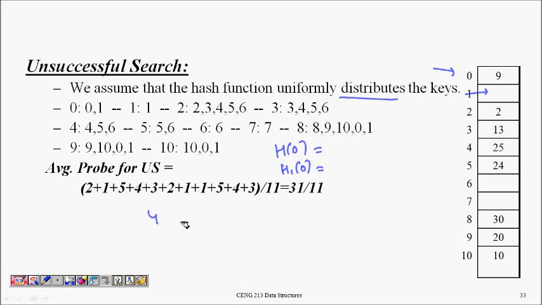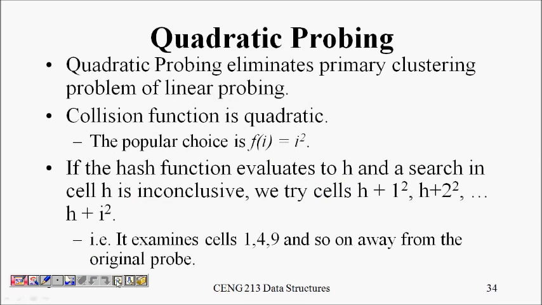For example, if I try to find 4, 4 modulo 11 is 4, I search here, not found. I increment by 1, 5 modulo 11, I come here, I don't find it, and then increment again, empty cell found. So it is not found. Unsuccessful search requires more comparisons because you have to find some empty cell. That's the problem here.